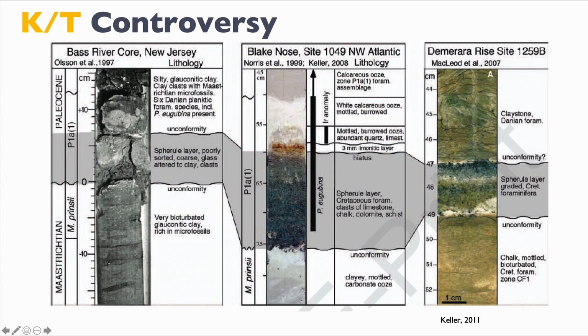So here we're looking at a correlation of the KT boundary in the Gulf of Mexico, from Bass River, which is in New Jersey on the left, to Blake Nose, which is in the northwest Atlantic, and the Demerara Rise, which is in the middle of the Atlantic. And you can see here that one of the issues is that we have a fairly thick interval of the KT transition boundary where we find those spherule layers.